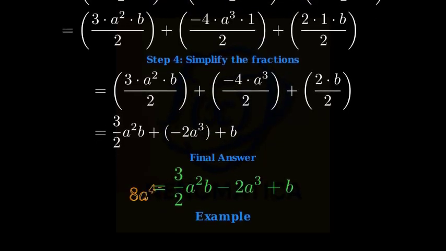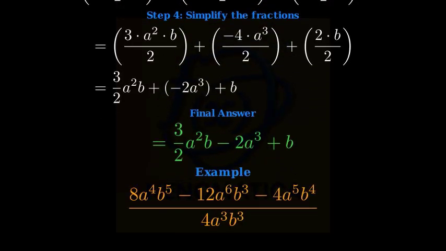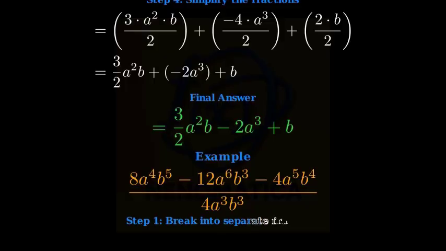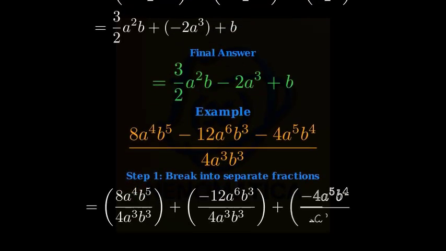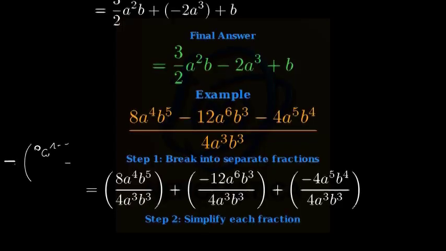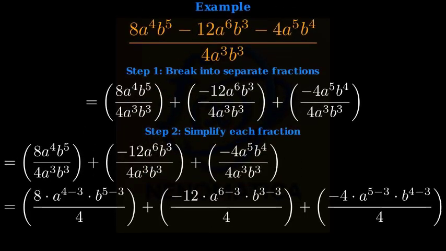We have the expression 8a to the power of 4 b to the power of 5 minus 12a to the power of 6 b cubed minus 4a to the power of 5 b to the power of 4, all divided by 4a cubed b cubed. Just like before, we'll start by breaking this down into separate fractions. Let's split the numerator and write each term as an individual fraction with the same denominator. Now, we'll simplify each fraction by applying the exponent rules. For each fraction, we'll divide the numerator and denominator by their common factors.